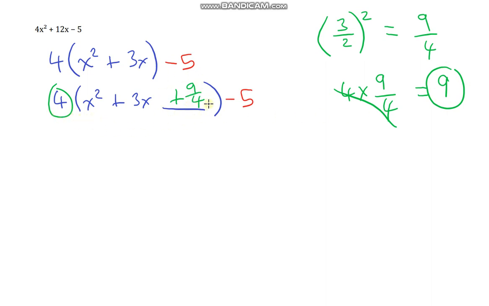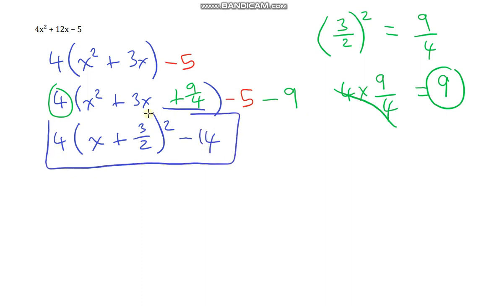And again, just take your time and think about that. I've added on 9 over 4, but I've done that 4 times. So 4 lots of 9 over 4 is 9. So I've added on 9, so I need to subtract 9 as well. Okay, so now we can factorise. So this bit in brackets just factors to x plus 3 over 2 squared. And then we've got minus 5 minus 9 is minus 14. And we are done.